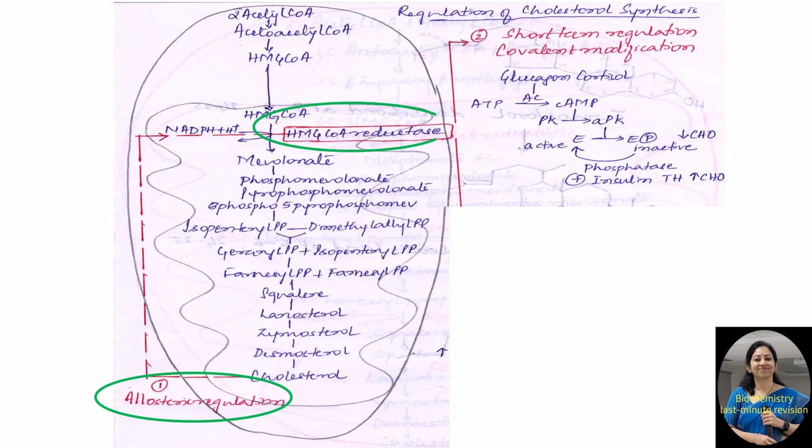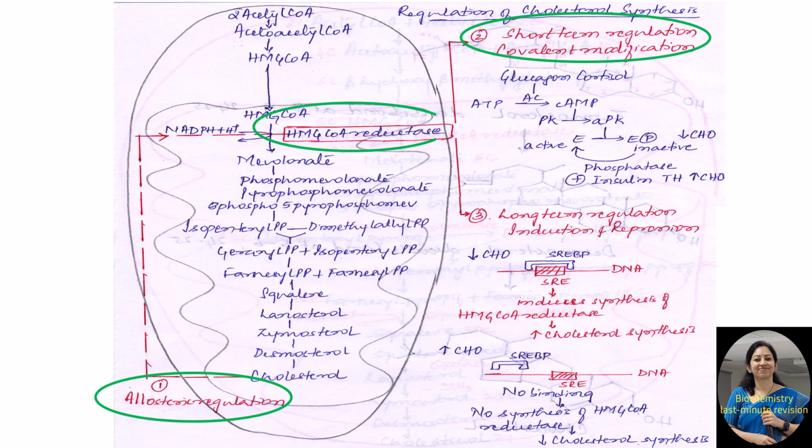Well-fed state is under the influence of insulin, and this will stimulate phosphatase enzyme, which will cause dephosphorylation of the HMG-CoA reductase enzyme, and this dephosphorylated HMG-CoA reductase is active in well-fed state, and so de novo synthesis of cholesterol takes place whenever we have food. So this is about short-term regulation of the covalent modification by glucagon and insulin.